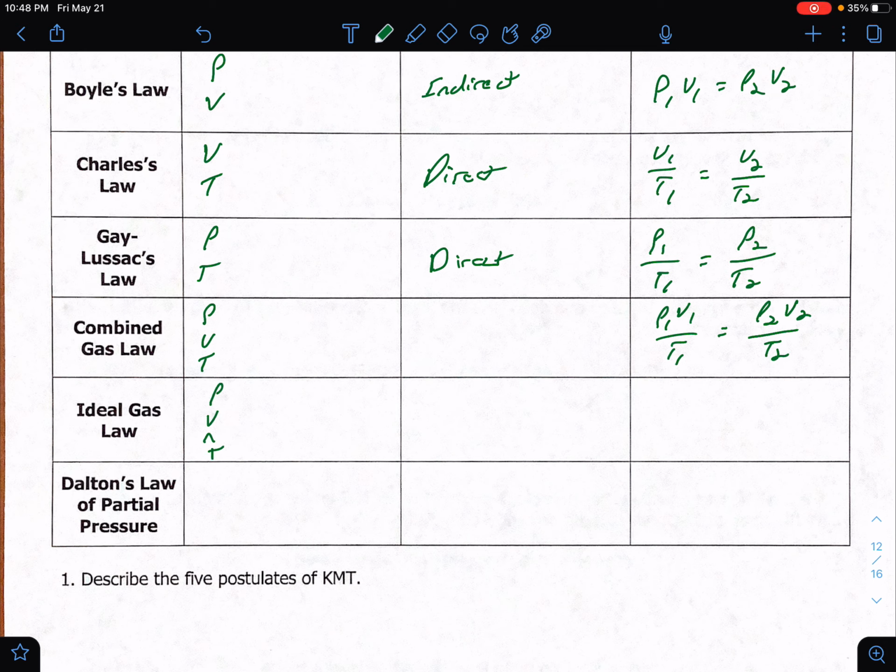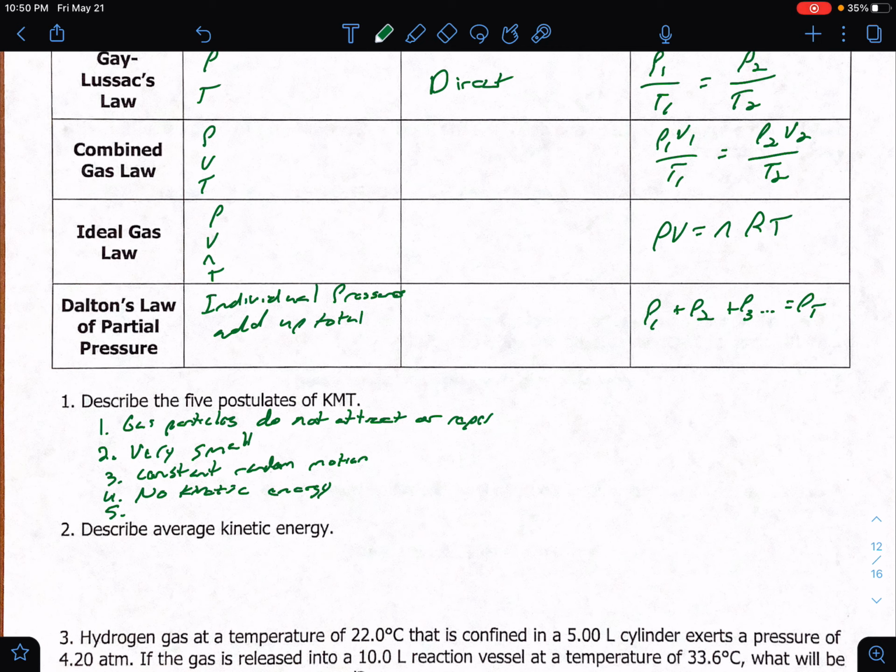4 is that no kinetic energy is lost, so when they hit each other, they're not losing kinetic energy. And then 5 is that all gases have the same kinetic energy at a given temp. Kinetic energy is basically energy that depends on the mass of an object and its velocity.